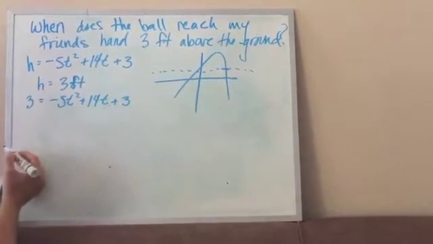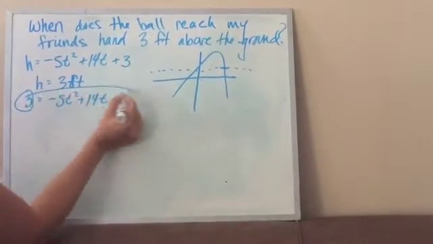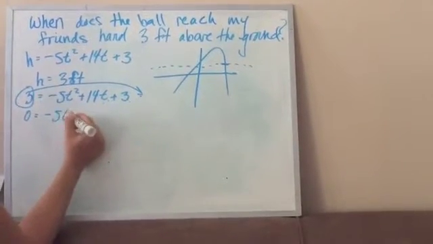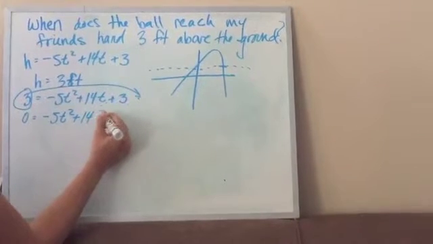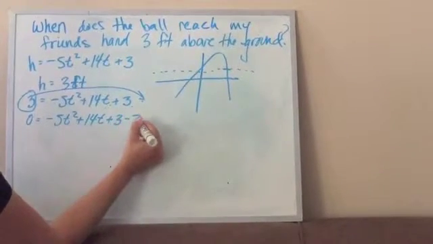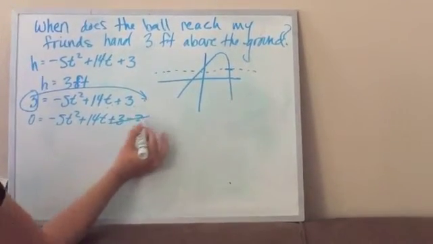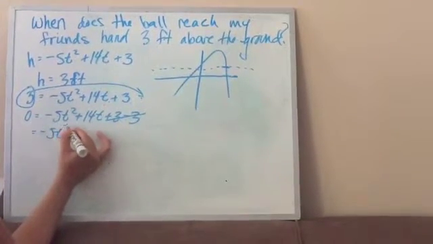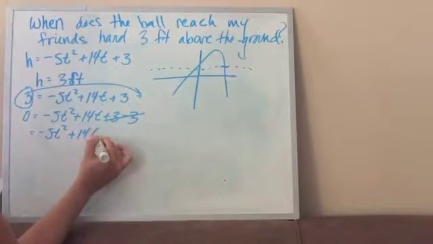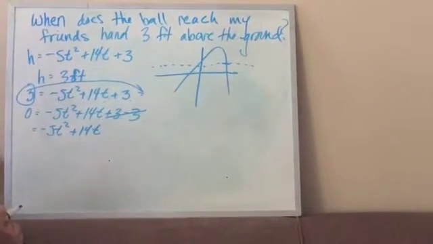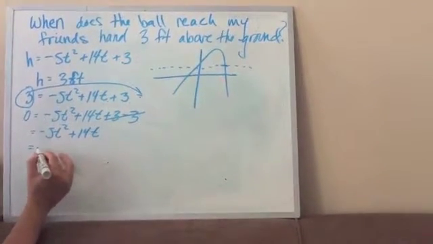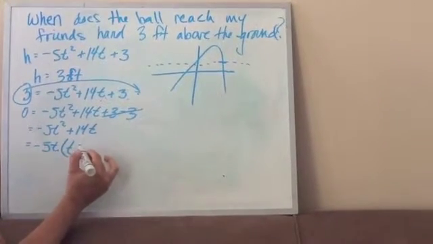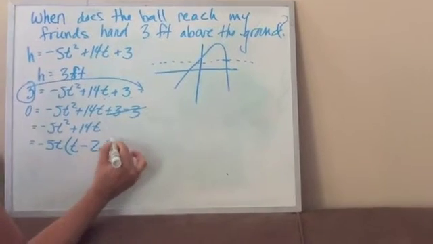Now we want this equation to equal 0, so we take that 3 and bring it to the other side, and we end up with 0 equals negative 5t squared plus 14t plus 3 minus 3. And those cancel out. That works out nicely. So now we're left with negative 5t squared plus 14t. And the way we factor this is to common factor. So we're going to divide out that negative 5t. And what we're left with is t minus 2.8.